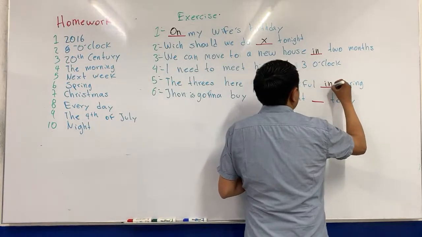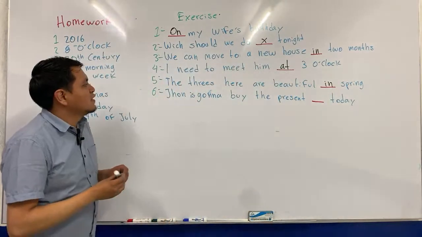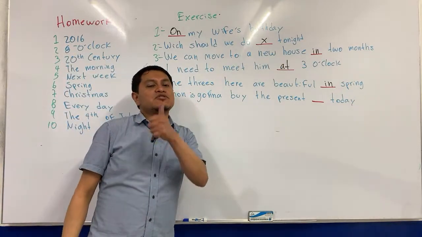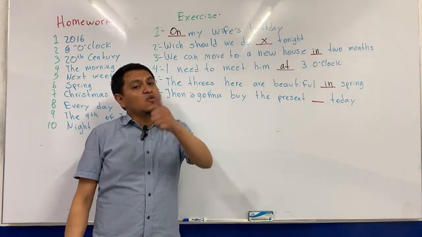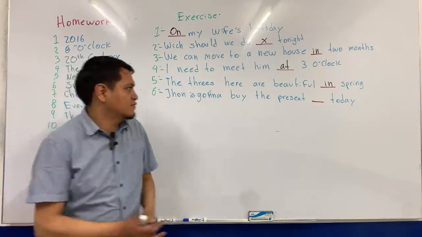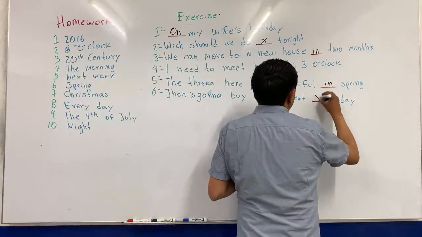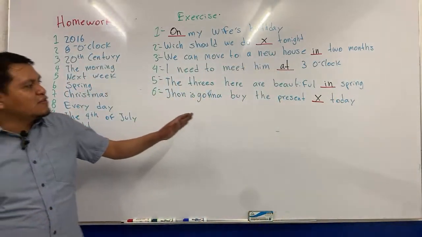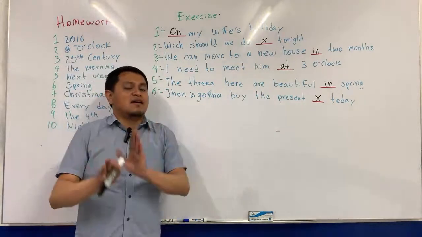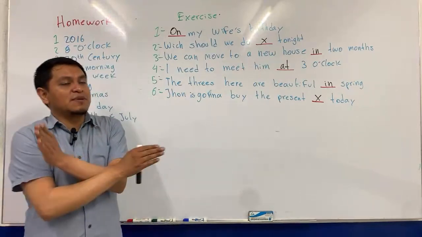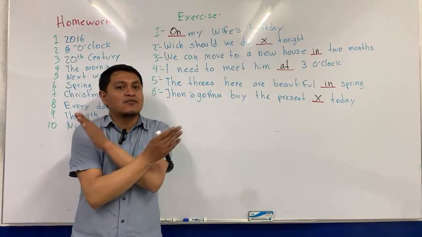In spring. John is gonna buy the present today. What preposition of time do we need for today? In, on, or nothing? The answer is nothing, right? John is gonna buy the present today. Is this the correct sentence? Without a preposition of time, right?